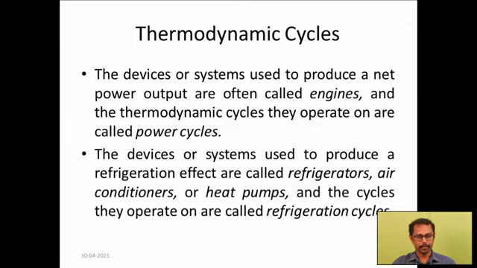The devices or systems used to produce a refrigerating effect are called refrigerators, air conditioners or heat pumps. And the cycles they operate on are called refrigeration cycles. Among these, the refrigerator produces a cooling effect, the air conditioner produces a cooling effect and maintains it for the whole space, and the heat pump produces the heating effect.